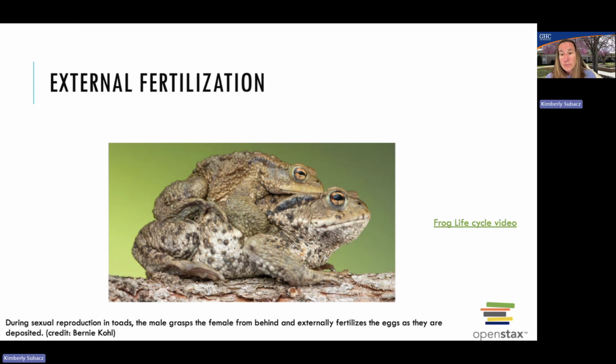Okay, so we talked about determination. How do we figure out if we have the chromosomes, male or female? Then what is fertilization? So fertilization is going to be where the egg meets with the sperm. And so that could happen outside of the body, and that would be considered external fertilization. So frogs are our example here in this image.